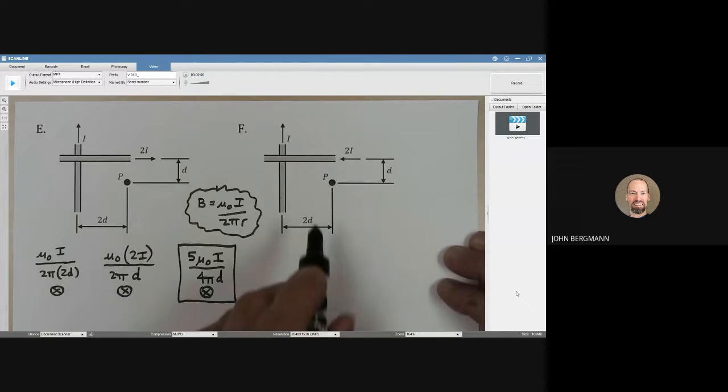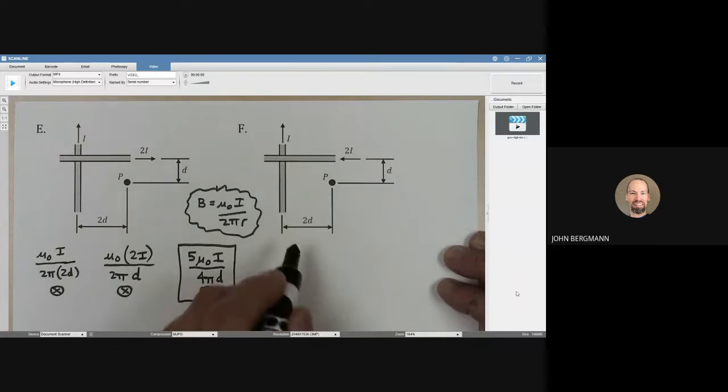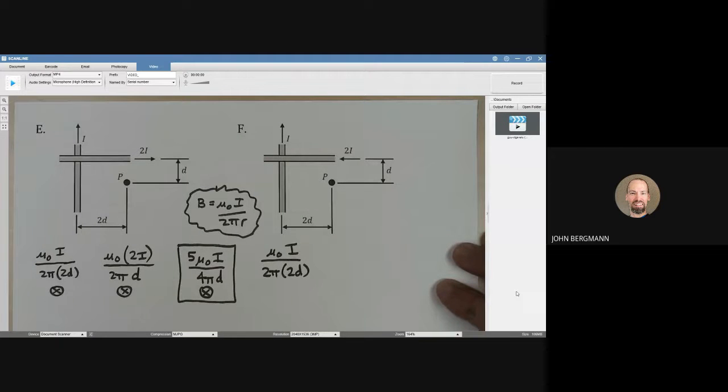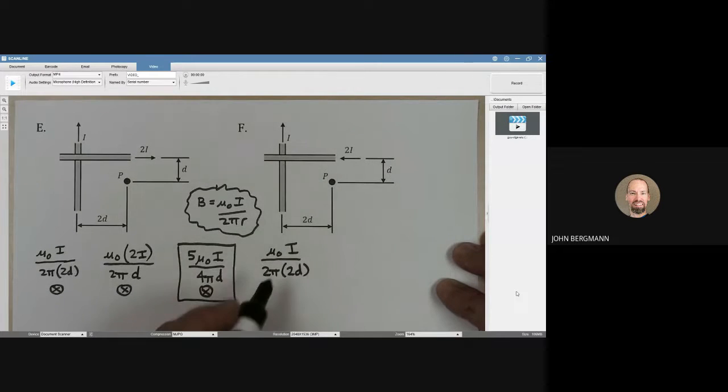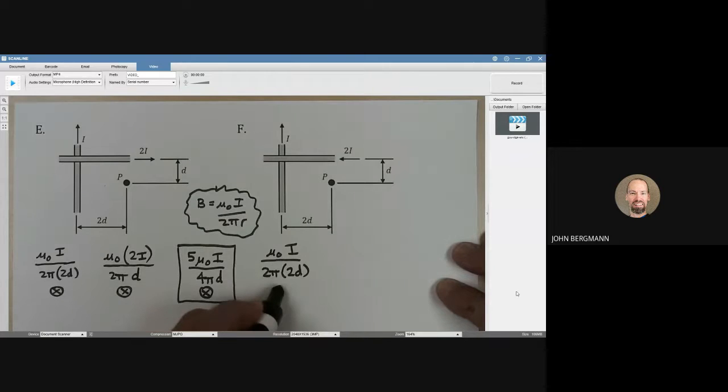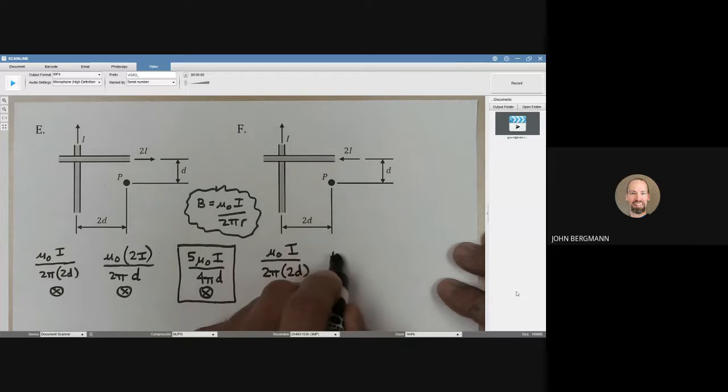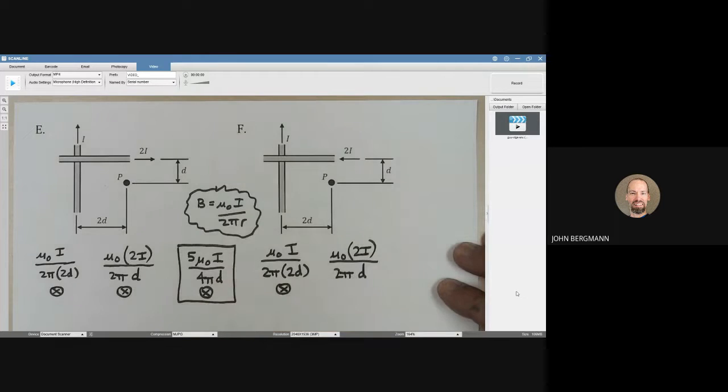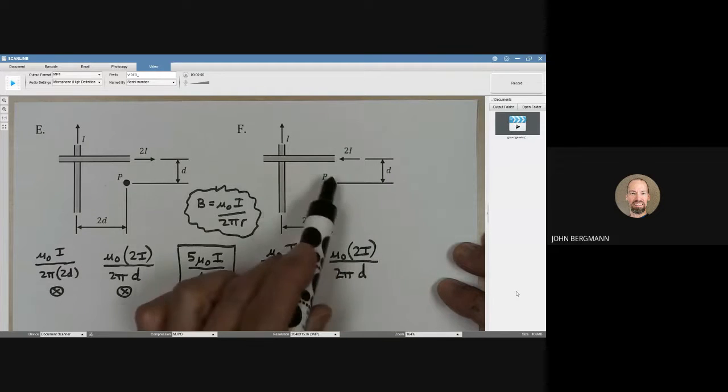Last one. Let's take the vertical wire first. Mu naught times the current, which is I, divided by 2 pi. How far away are we? 2d. What's the direction of that? The direction of that is going to be by the thumbkin twist and right hand rule into the page. What about the other wire? Mu naught, the current is 2I divided by 2 pi. How far away? Just d.